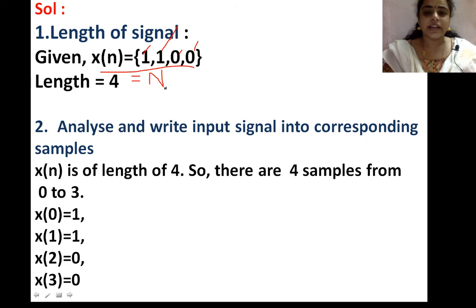Analyze and write the input signal into corresponding samples. x of n is of length 4, so there are 4 samples from 0 to 3: x of 0, x of 1, x of 2 and then x of 3. Next, third step, we have to find DFT.